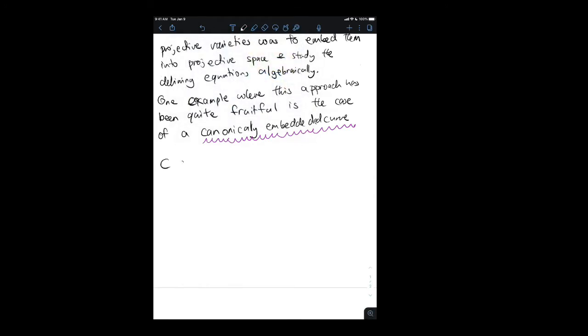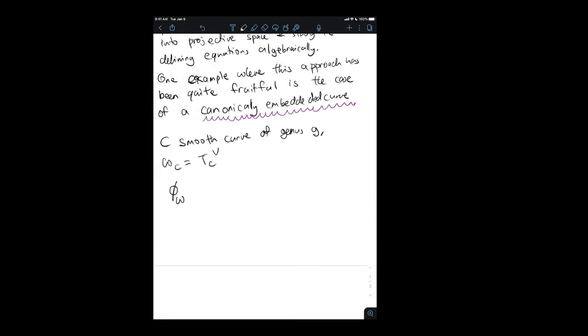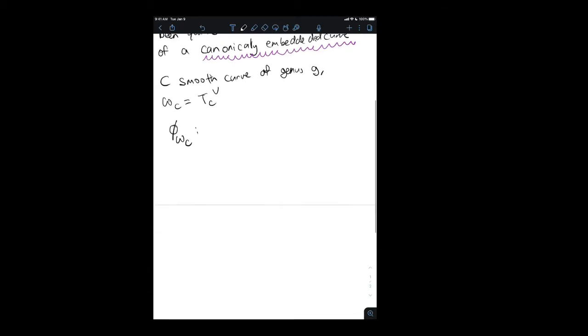Okay, so we have a smooth curve of genus g. You look at the canonical line bundle, which is just, in this case, the dual of the tangent bundle. And then we can embed the curve in a canonical way in projective space through the canonical bundle. And this is an embedding so long as the curve is not hyperelliptic. Okay, so this we all know from Hartshorne: as long as there is no 2-to-1 cover of the curve by P1, then this is an embedding.